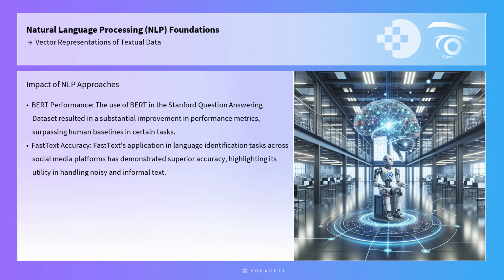Statistics underscore the effectiveness of these approaches. For instance, the use of BERT in the Stanford Question Answering Dataset resulted in a substantial improvement in performance metrics, surpassing human baselines in certain tasks. Similarly, FastText's application in language identification tasks across social media platforms has demonstrated superior accuracy, highlighting its utility in handling noisy and informal text.